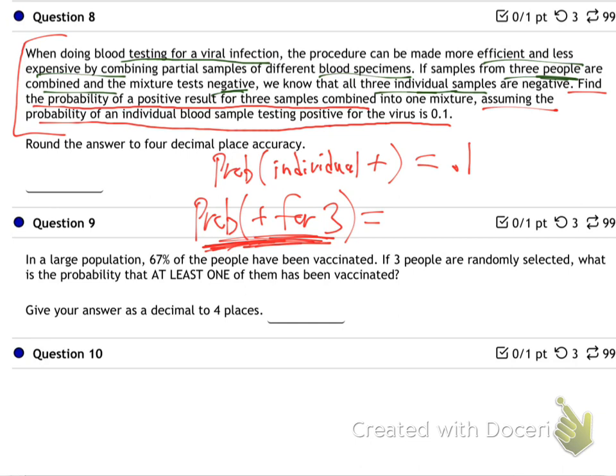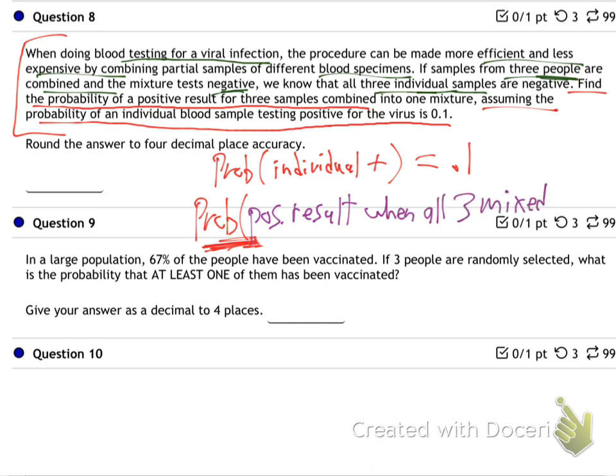Only 0.10, only 10% of the people have the thing, right? 0.1, 10%. So, what does this right here mean? What's the chance you're going to get a positive result for 3 of them thrown together? Maybe I should write out more words there to be more clear. What's the probability of a positive result when all 3 mix? Yeah, I should just be more clear. That's what they're saying: what's the chance of a positive result when all 3 are mixed?